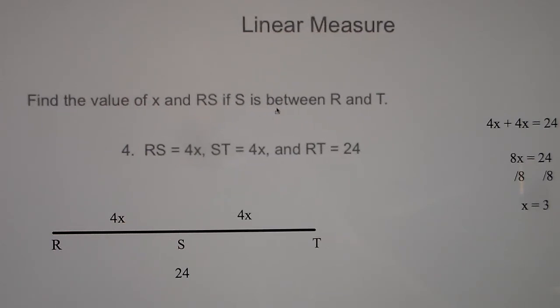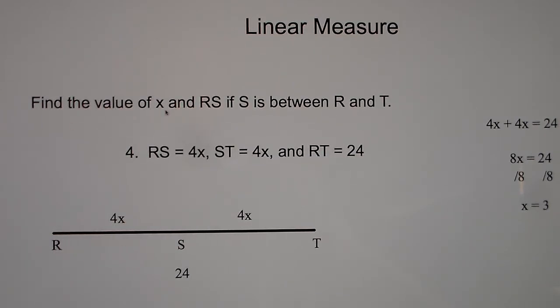Alright. So it says find the value of x and RS if S is between R and T. So I'm just solving for x here. To find out the value of RS, we would just plug that x value back in for the x in RS. So this one would be 4 times whatever the x value is, which will get us the answer for RS.